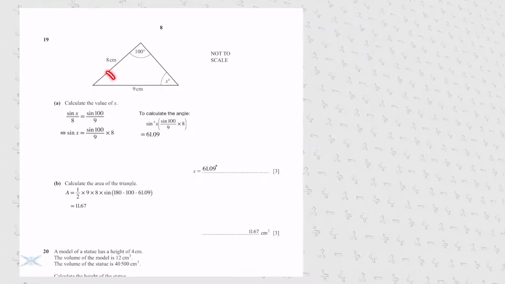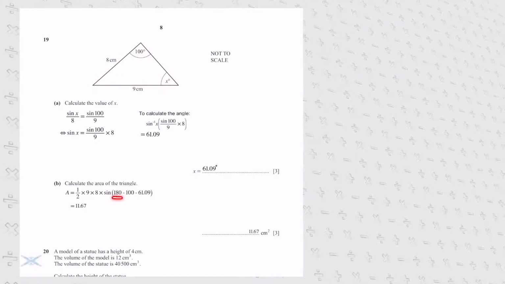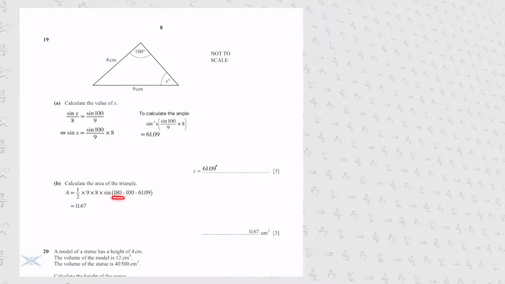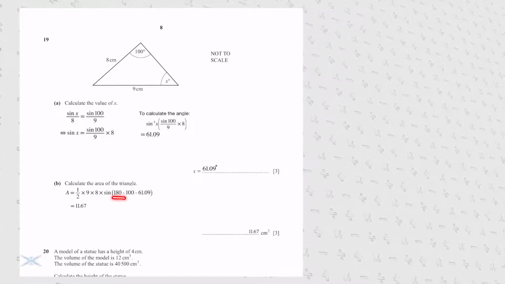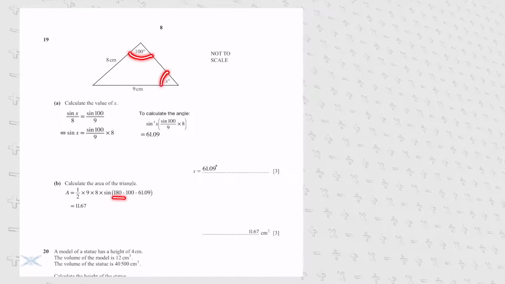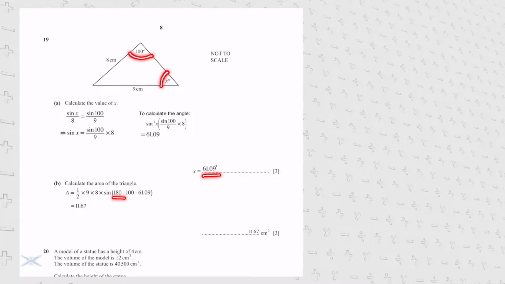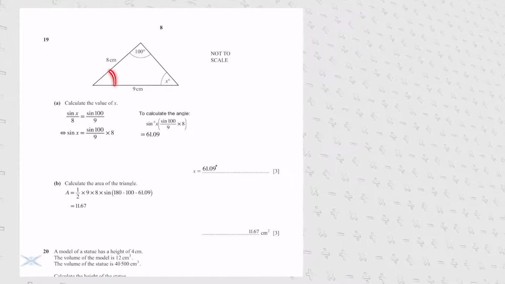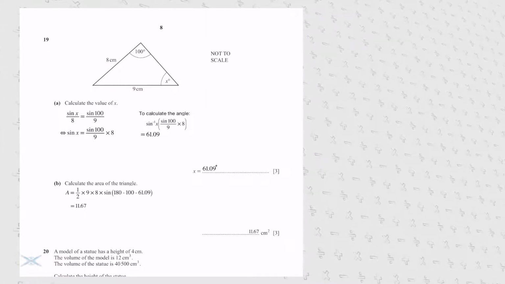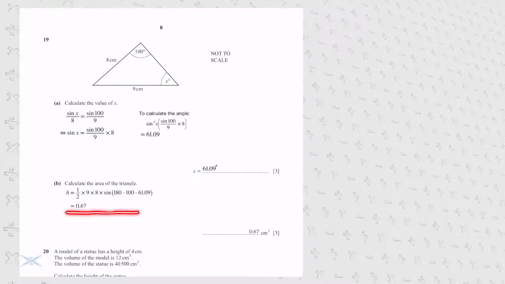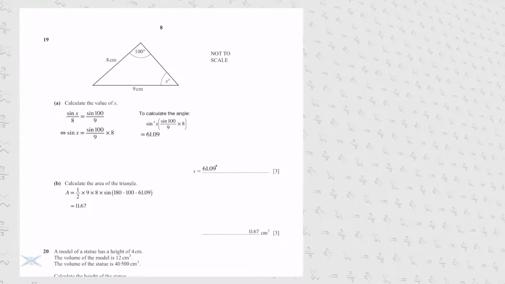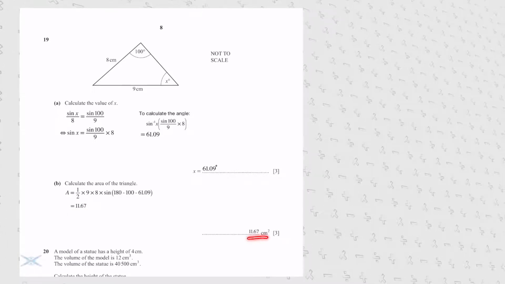So in order to get this angle, we need to remind ourselves that all of the inner angles of a triangle add up to 180. Then we subtract 100, subtract the value for x, which we have determined in exercise A, which will then provide us with the size of the final angle within this triangle. After inserting all of this information into our pocket calculators, we should receive 11.65 centimeters squared as a result.